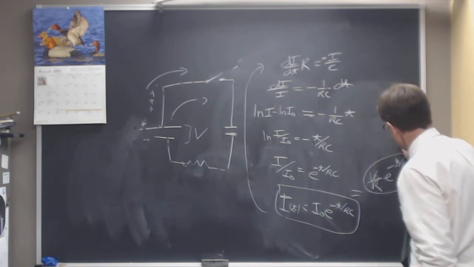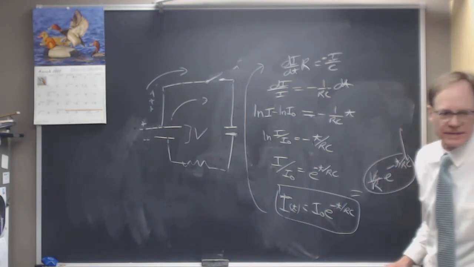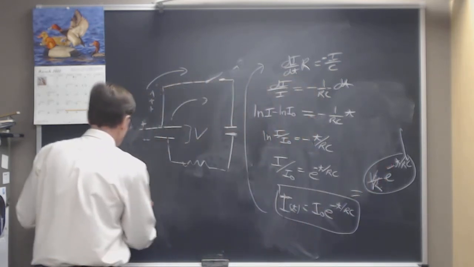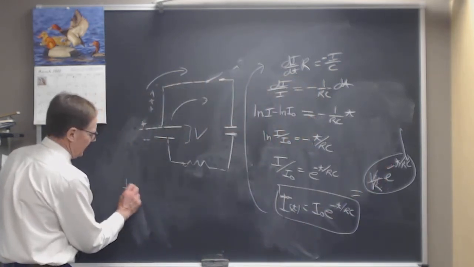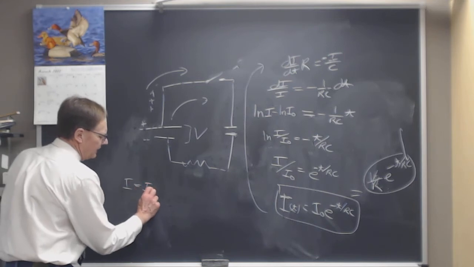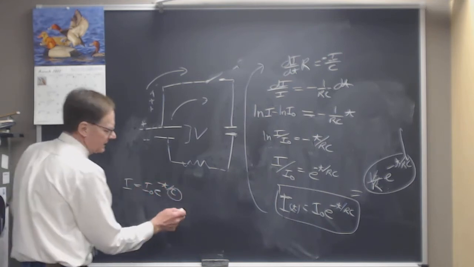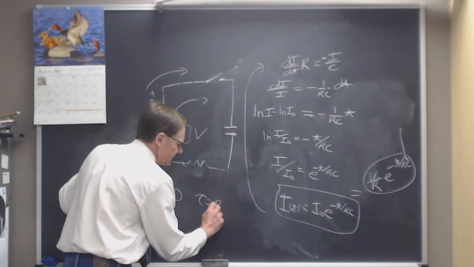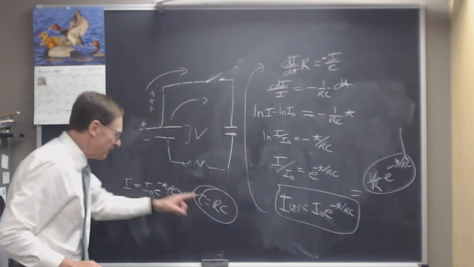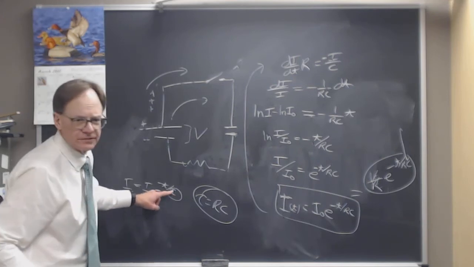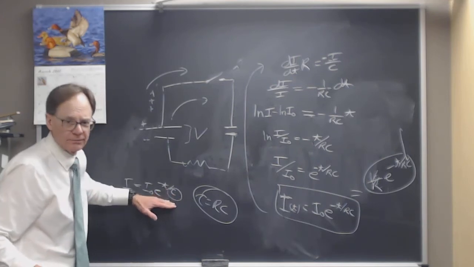And we call this RC the time constant of the circuit. So that's the capacitive time constant of the circuit. Sometimes you'll see that written as I is equal to I naught e to the minus t over tau, where tau is the time constant, tau is equal to RC. The bigger RC is, the longer it takes to charge this capacitor up and to stop the current from flowing.